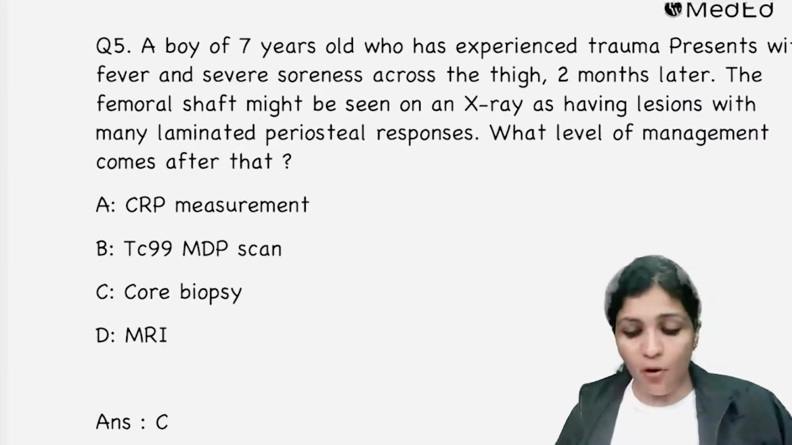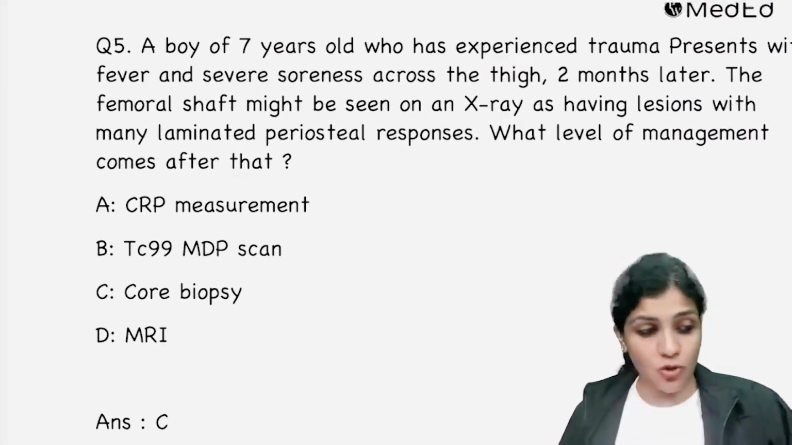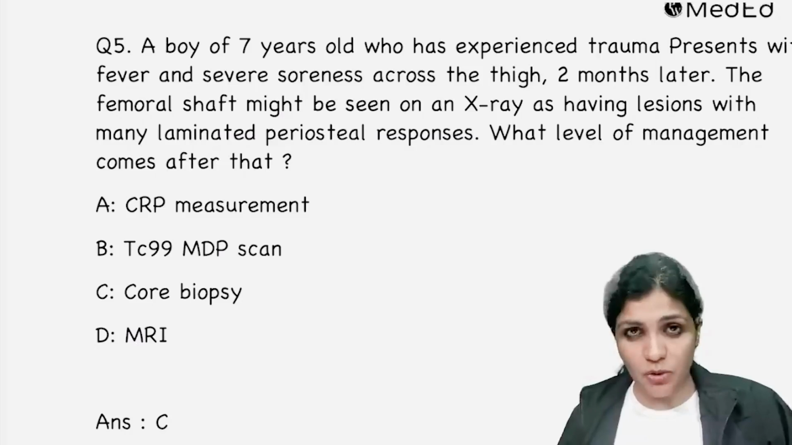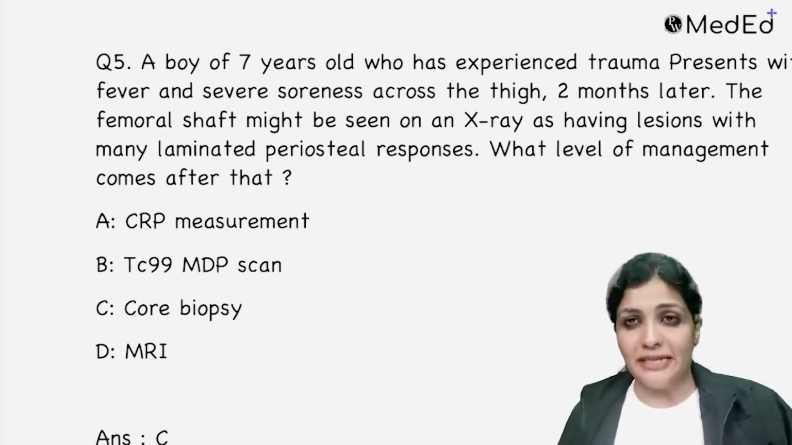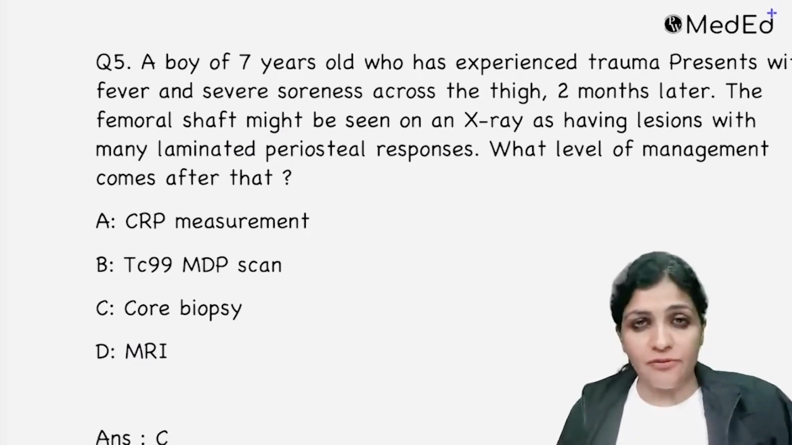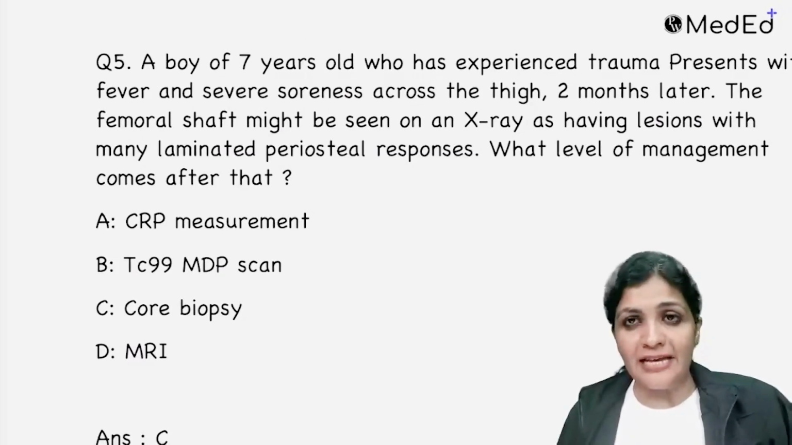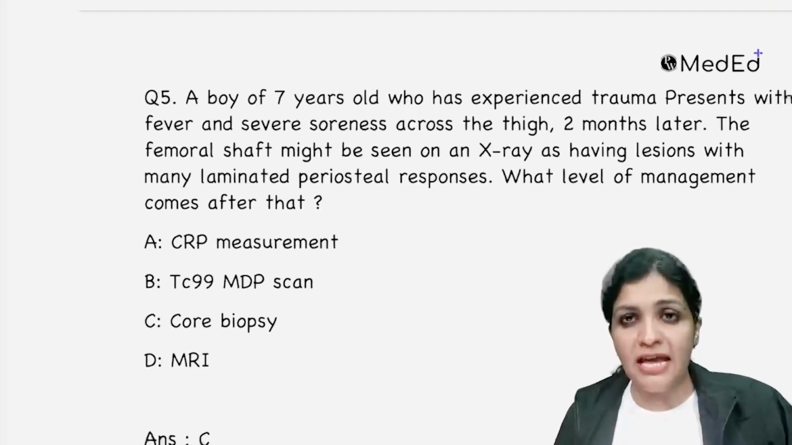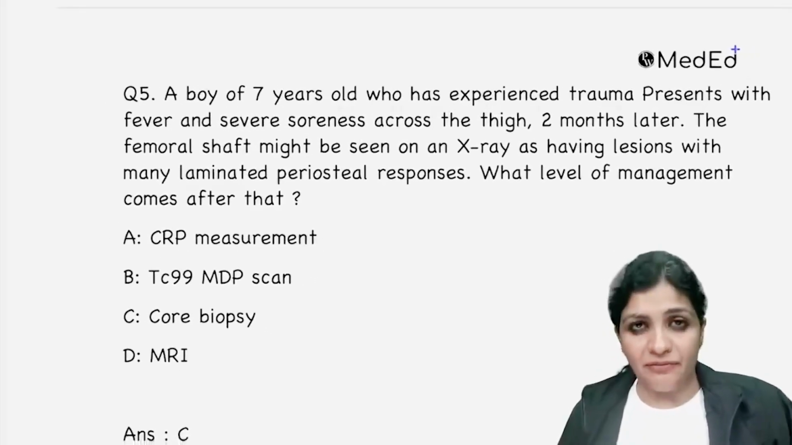Now, what is this? A boy of 7 years old who experienced trauma presents with fever and severe soreness across the thigh 2 months later. The femoral shaft might be seen on an X-ray as having lesions with many laminated periosteal responses. What level of management comes after that?